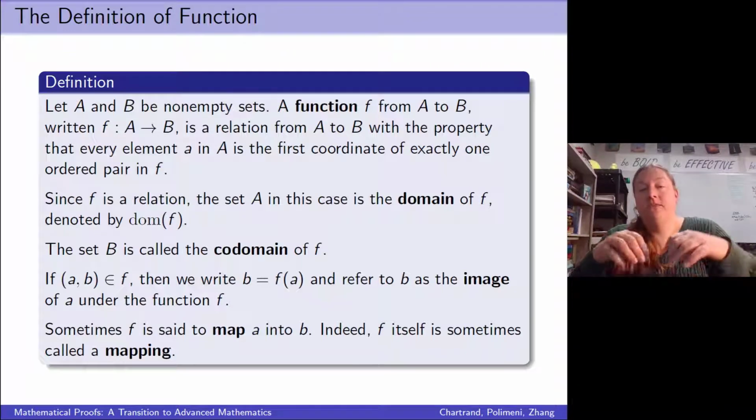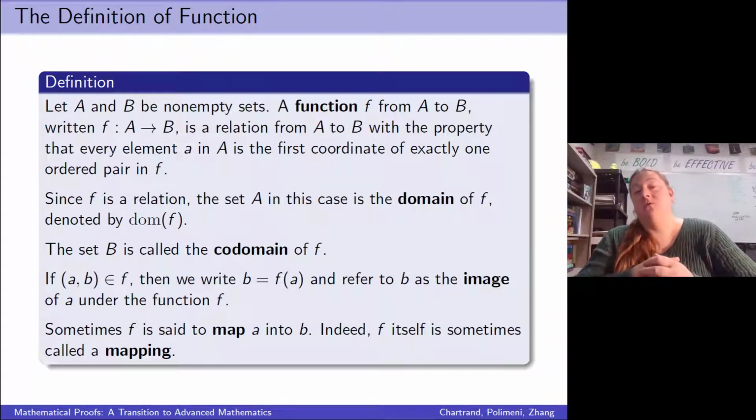So since f is a relation, we can talk about the domain of our function f. And remember, the domain of a relation is the set of all of the elements that appear as the first element in the ordered pairs that make up the relation. So since every element in A is going to be the first coordinate of exactly one of our ordered pairs in our relation, then the set A is actually the domain of our function.